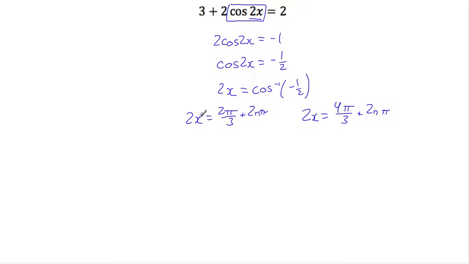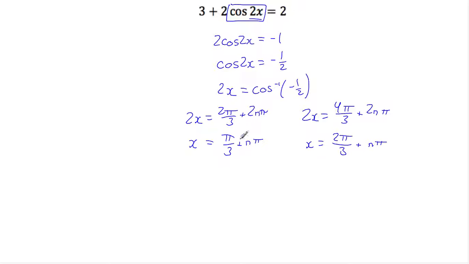And so now I have this, but what I need to do is get x by itself, so I need to divide both sides by 2. So here when I divide 2 pi over 3 by 2, I just get 2 pi over 6, which is pi over 3, plus n pi. And then here I'm going to get x equals 4 pi over 6, which is 2 pi over 3, plus 2 pi over 2, which is n pi.